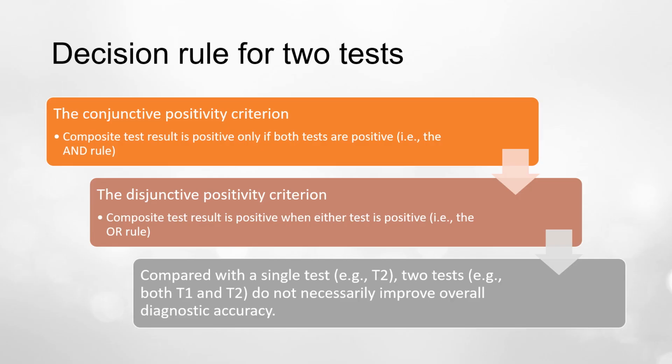There are two commonly used criteria to define a composite decision rule for two tests. The conjunctive positivity criterion: composite test result is positive only if both tests are positive. We can call it the AND rule. Or the disjunctive positivity criterion: composite test result is positive when either test is positive. We can call it the OR rule.